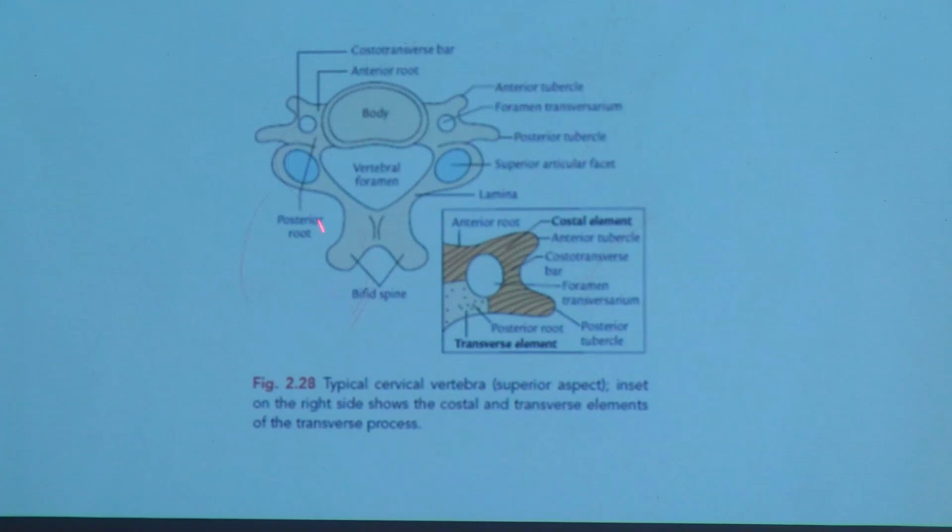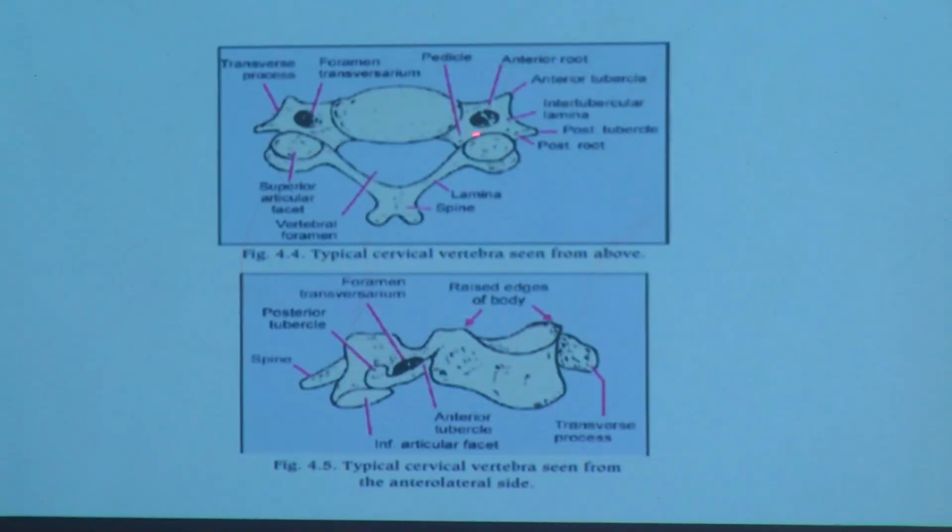Next, here this is the big foramen, called the vertebral foramen. What structure passes through it? The spinal cord passes. Next, this is your superior articular facet, which is directed posteriorly and superiorly. And this is the inferior articular facet, which is directed downward and anteriorly. This is the superior articular facet and the inferior articular facet.